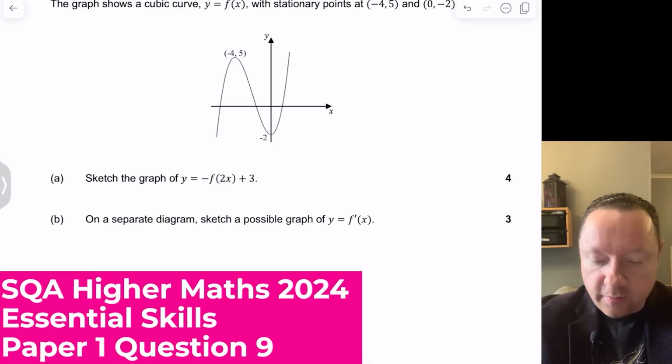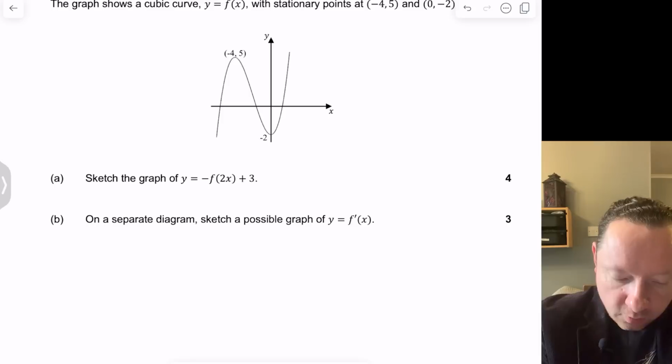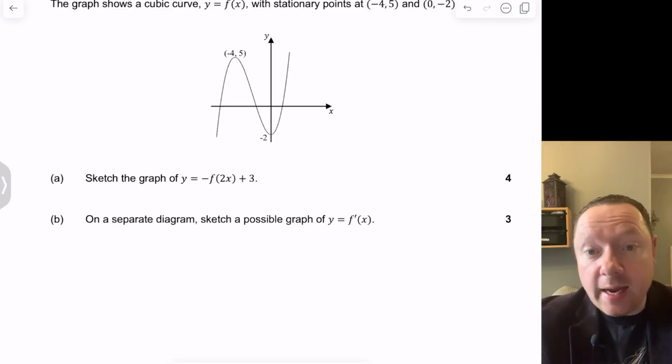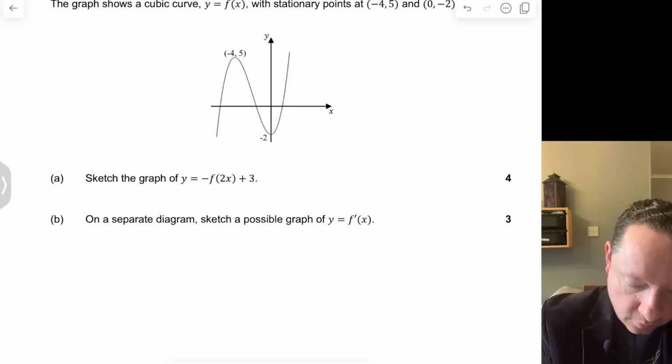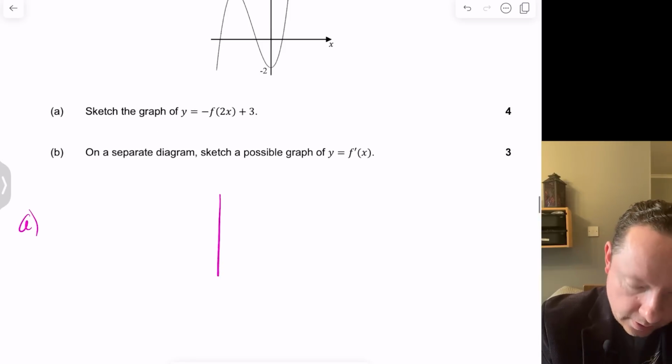Question 9 for the essential skills. This graph shows a cubic curve with stationary points (minus 4, 5) and (0, minus 1). Sketch a graph of y equals minus f of 2x plus 3. Okay, be very careful with this one. So let's start on this one by drawing out a diagram.